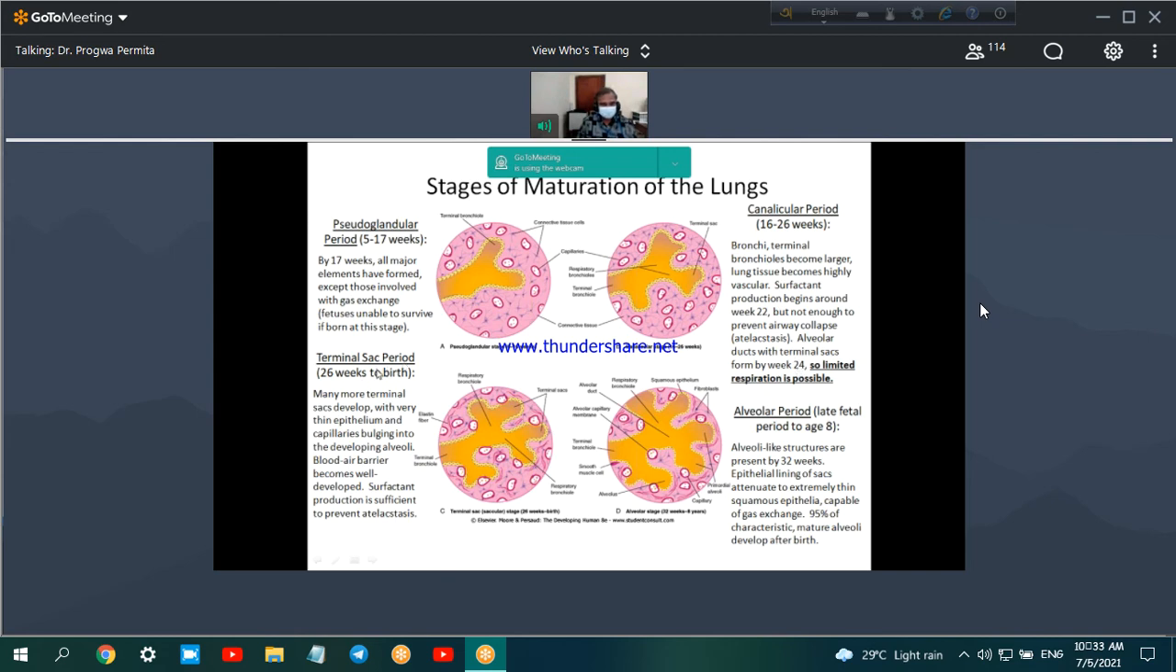Terminal sac period, 26 weeks to birth: many more terminal sacs develop, with very thin epithelium and capillaries bulging into the developing alveoli. The blood-air barrier is formed. Surfactant production is sufficient to prevent atelectasis. Atelectasis means collapse of the lung, or collapse of the bronchioles.